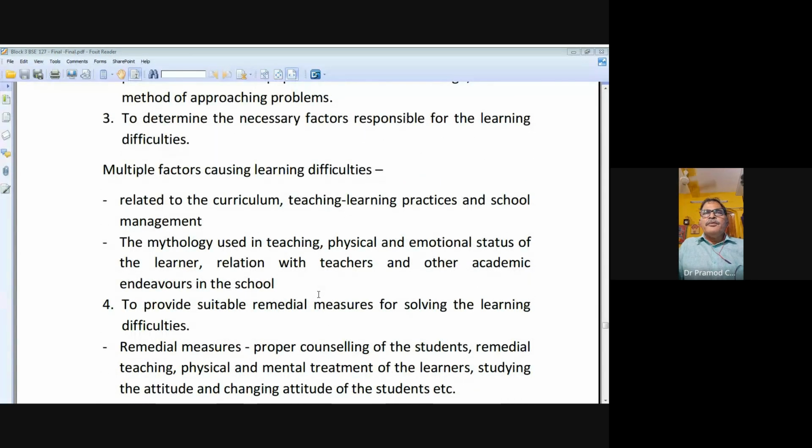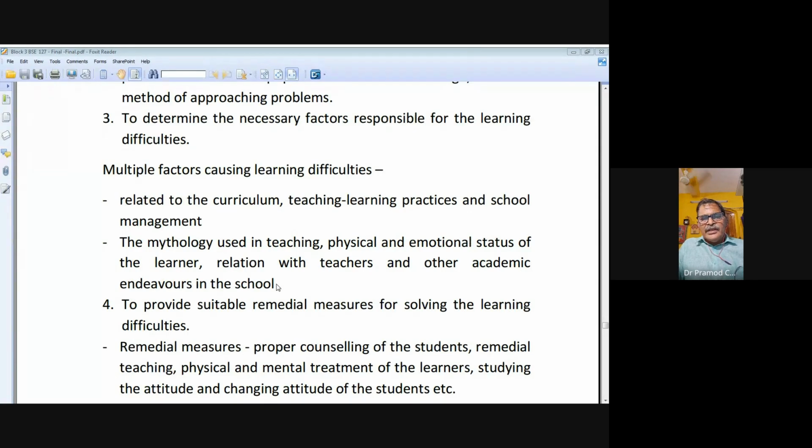But multiple factors are also, to some extent, responsible for learning difficulties. Regarding the curriculum, a heavy curriculum will create problems. If teaching-learning practices are not good, they will create problems. If there are management difficulties, then automatically there will be problems. And the physical and emotional status of the learner is very important. Physical fitness and emotional status are very important. Suppose one is emotionally weak, then definitely he will not be able to be stable and he cannot do anything else.